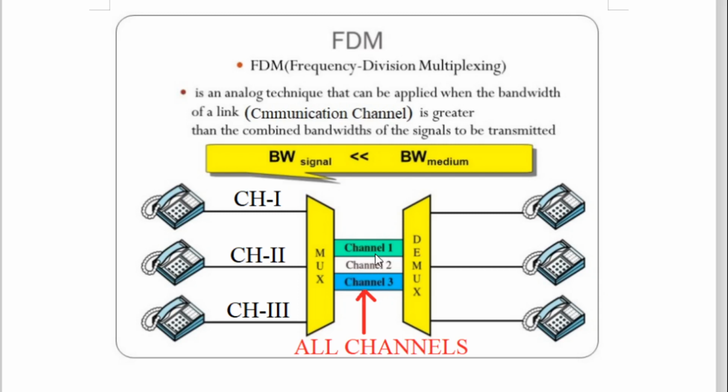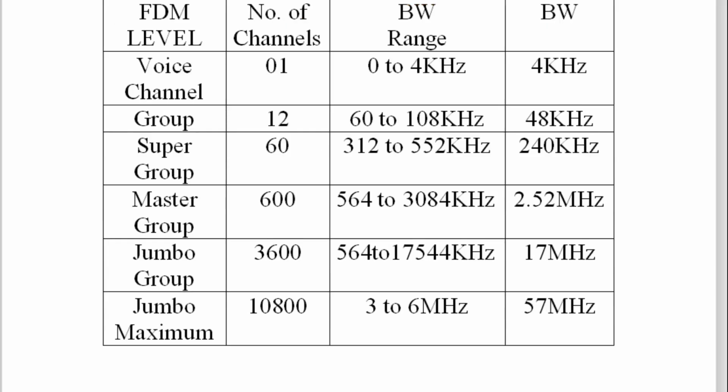It requires more bandwidth because all information signals after modulation come on the communication channel. So here it is given that voice signal number one requires a bandwidth of 0 to 4 kilohertz. 4 kilohertz is the bandwidth range. And like that you can easily understand a group: how many subscribers or information channels? 12. One channel requires 4 kilohertz, so 12 into 4 is 48 kilohertz.